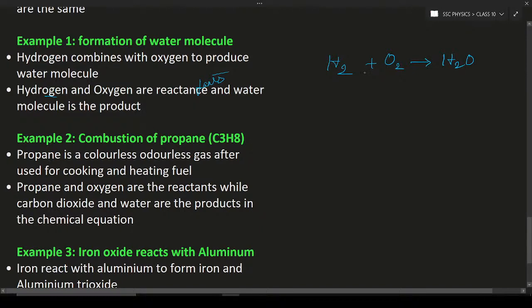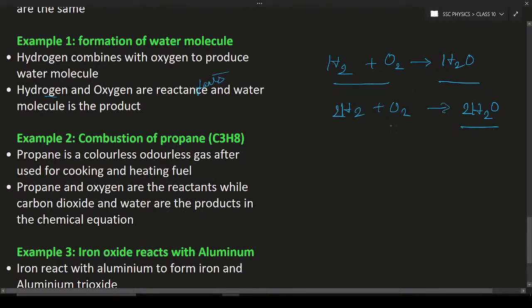Now, is it balanced? It is not balanced. On the reactant side there are 2 hydrogens and on the product side 2 hydrogens, which is okay. What about oxygen? Only 1 oxygen is on the product side and 2 oxygens on the reactant side. So we have to balance it. Again write the equation: H2 plus O2 gives H2O. We need 2 oxygens, so put 2 before H2O, and put 2 before the hydrogen as well.